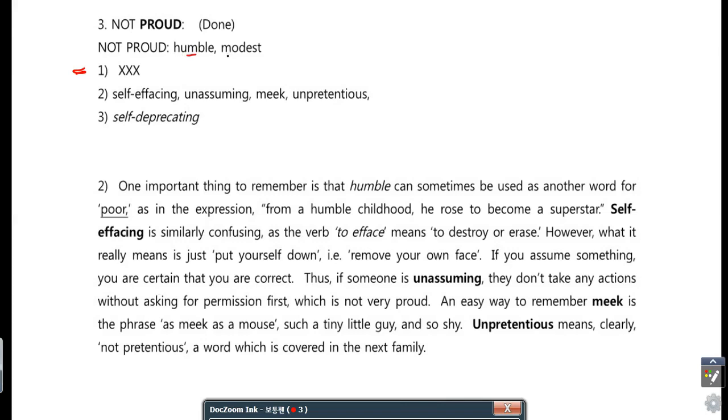Some common words that mean not proud are humble and modest. Again, as we mentioned, there's no first level, so there's nothing to study there. But in level 2, we have self-effacing, unassuming, meek, and unpretentious. And you can see a connection here.